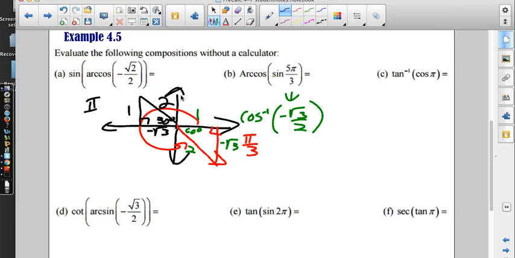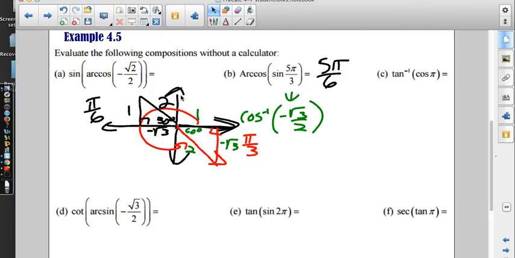Pi over 6. But now, because it's cosine, we have to name it from 0. So we're not 6 pi over 6, because that would be the whole way. We're subtracting 1 out of that. And that gives us the 5 pi over 6. Alrighty, just short of the quadrantal one here.